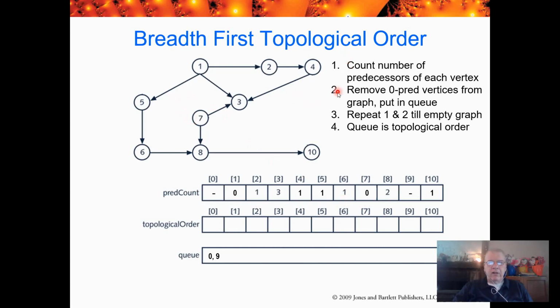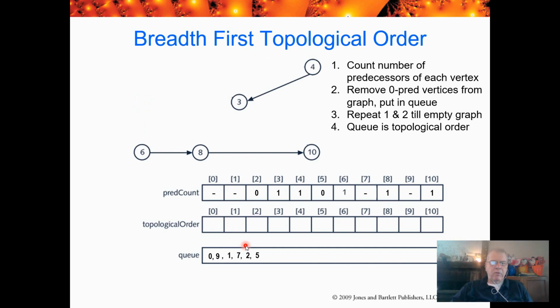We basically do step 2. We remove them from the graph, 1 and 7, and put them in the queue. There they are. Now we do the same thing. Now node 2 and node 5 have 0 predecessors, but first we have to 0 out the 1 and 7, or dash it out, remove it from the list. Now we recount, and nodes 2 and 5 now have 0 predecessors. So we put them in the queue.